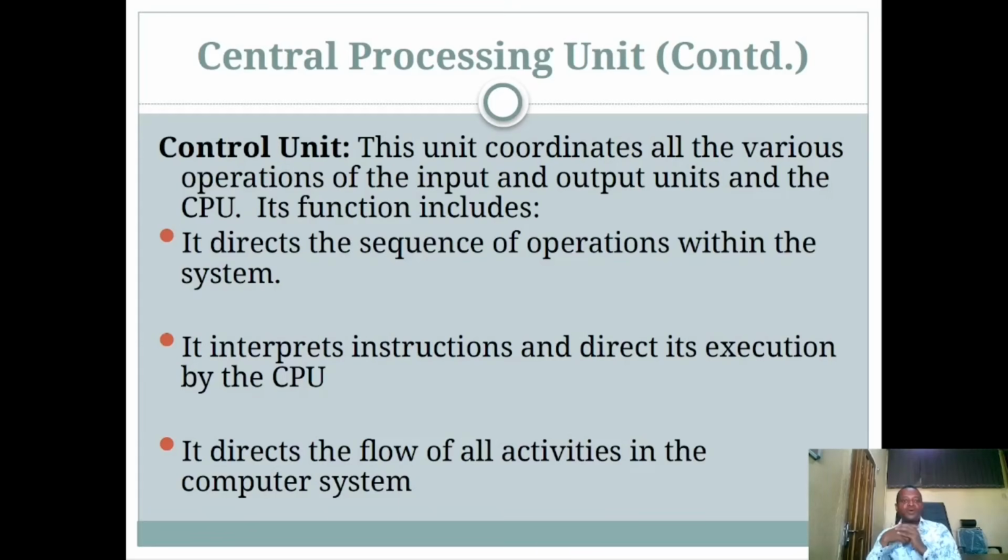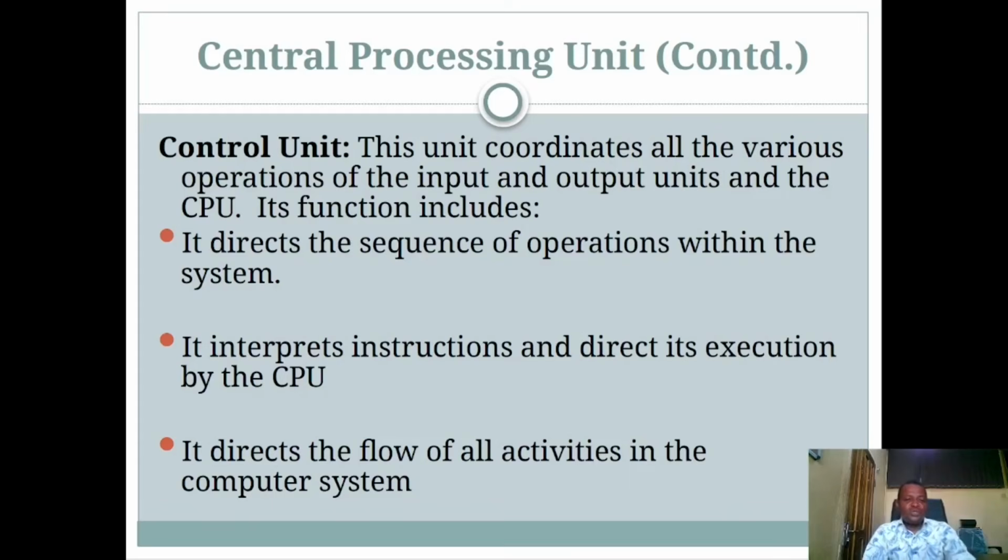Number two, the control unit interprets instructions and directs their execution by the CPU. So the control unit fetches instructions from the memory, interprets the instruction, and directs how that instruction will be executed by the CPU. So you can now see that the control unit does a whole lot of things. Like I said earlier on, it's like a traffic warden. It controls and coordinates the operations of the CPU and by extension the computer system.